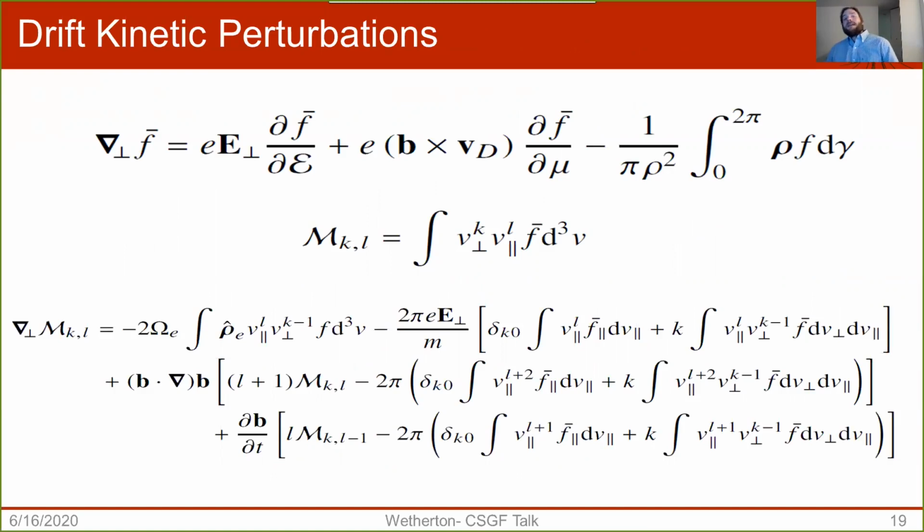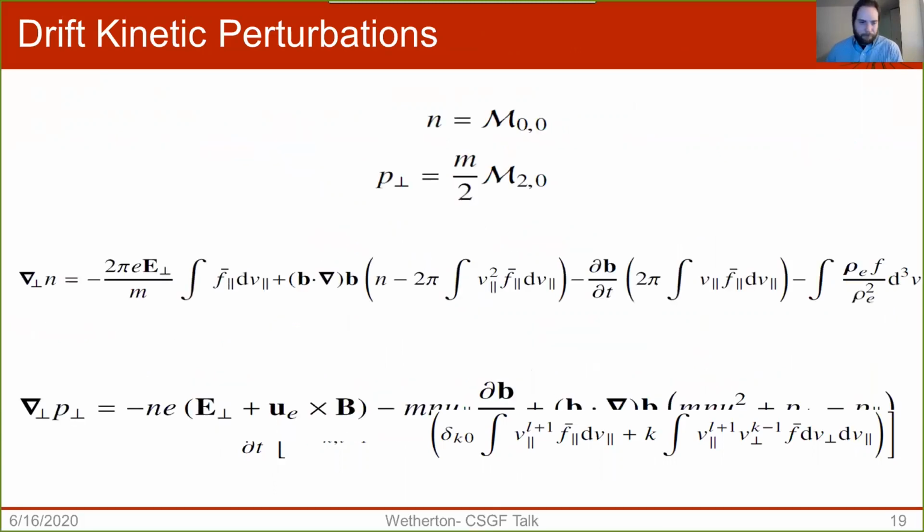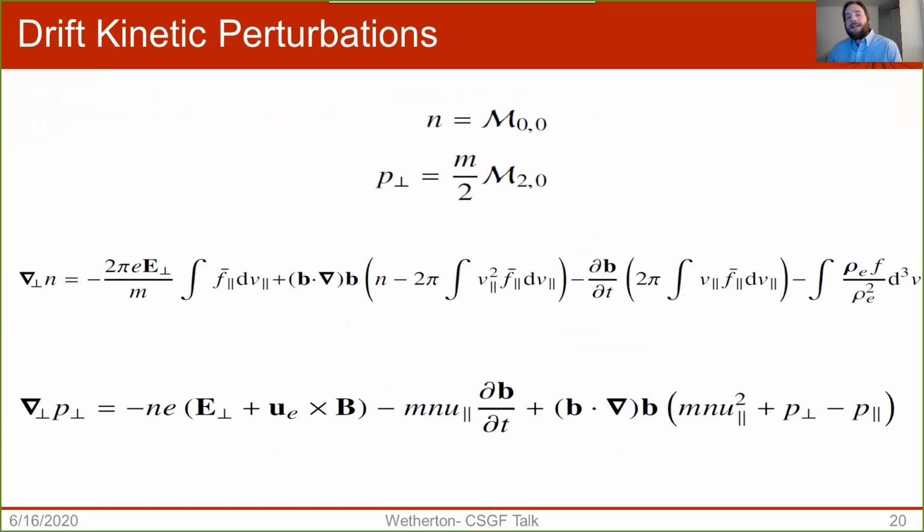But what does make it useful is we can take moments of this, and the gradient operator commutes with the moment operator. So we can find gradients for any moment of the distribution function, which gives us fluid variables, which are much more intuitive as to what we're looking at. So in particular, we like these two moments that are the density and the perpendicular pressure. And these gradient predictions are something that we can fairly easily test with kinetic simulation data.